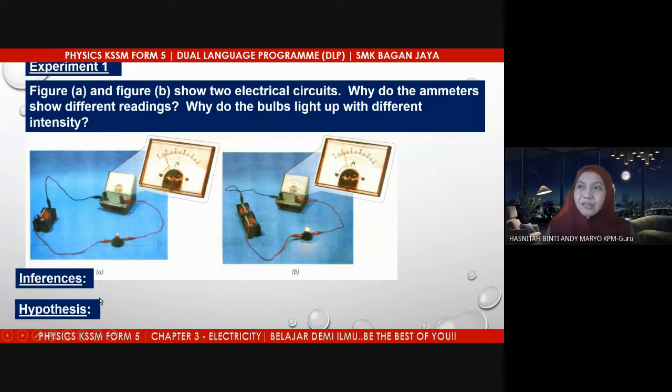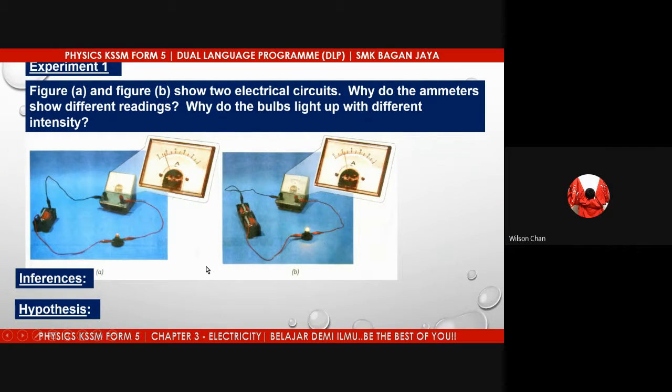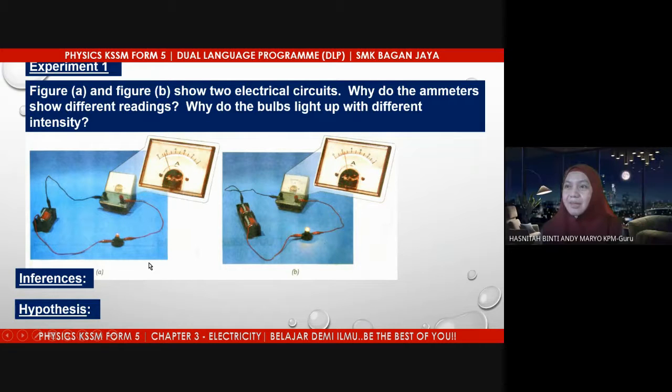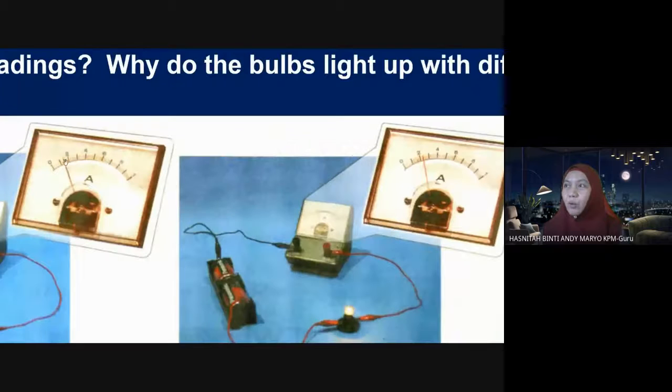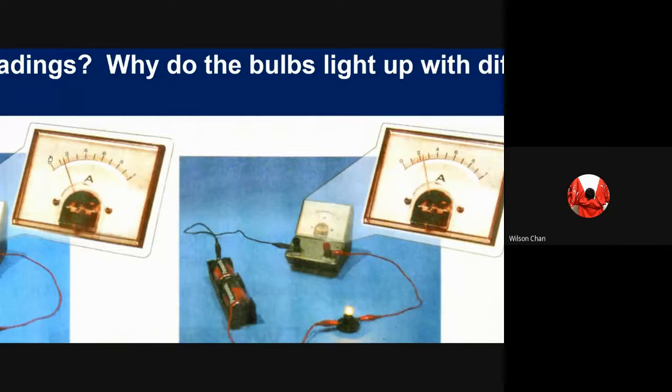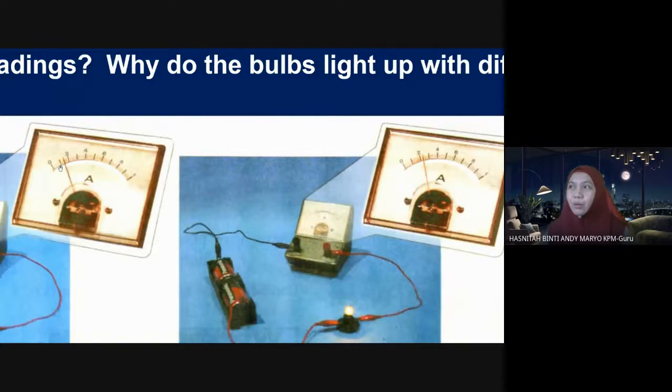There are three differences you can see there. The first one is the brightness of the bulb. The second difference is the ammeter reading. You can see the ammeter reading in figure A, lower or higher? Figure A is lower, yes, very good. And in figure B, the ammeter reading is higher.